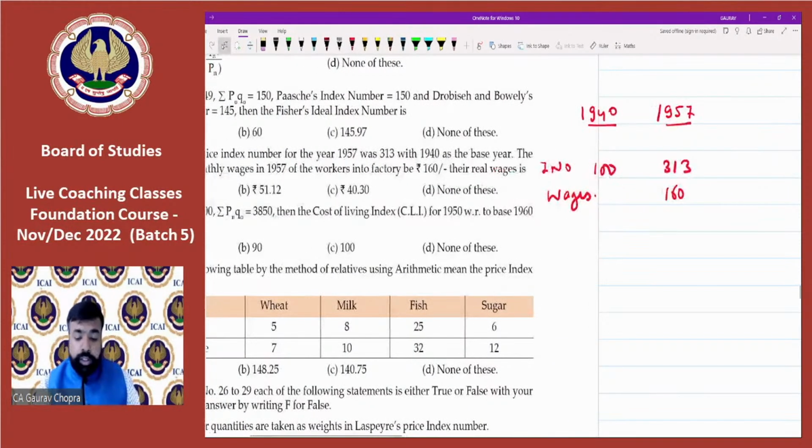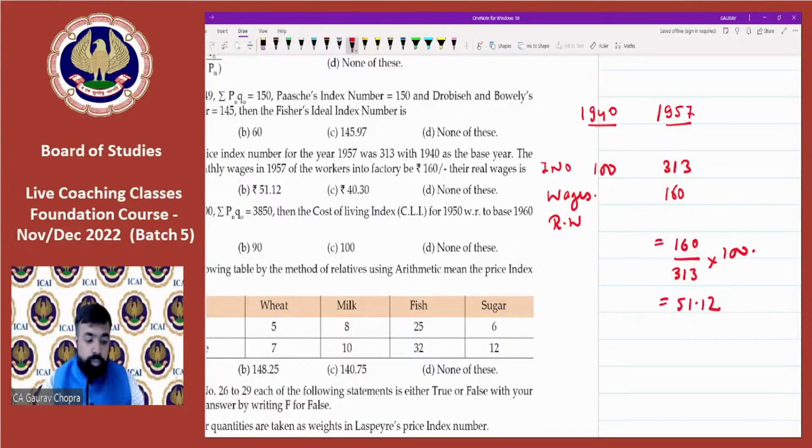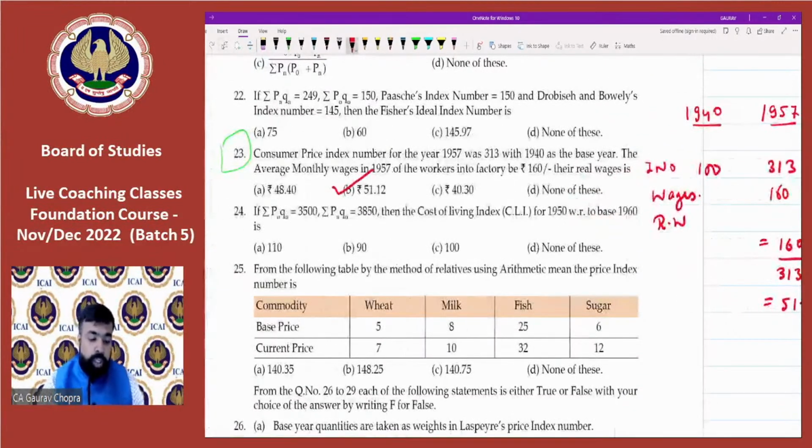And now the question is asking us the real wages. Real wages: wages 160 upon index number 313 and then multiply by 100. So 160 upon 313 into 100. So we are getting 51.12. This is the real wages.